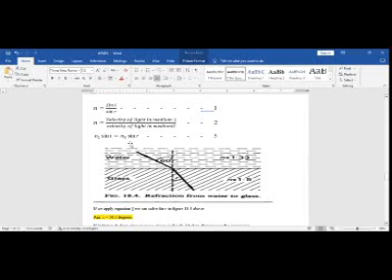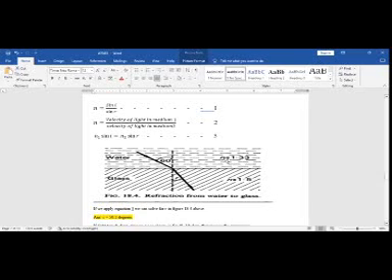We also have it that N1 sine I equals N2 sine R, where I is the incident angle and R is the refracted angle. And then the N1 here represents the refractive index for the first medium. And then the N2 here represents the refractive index for the second medium.